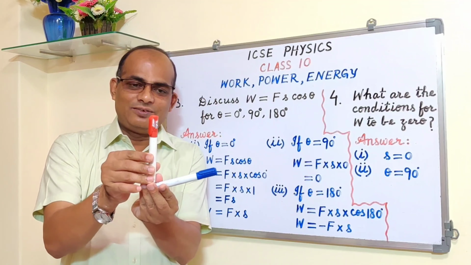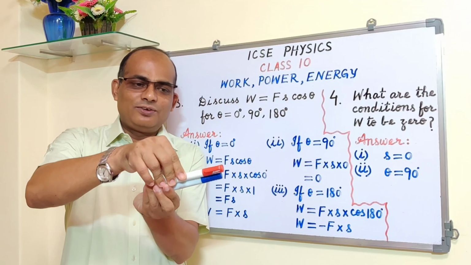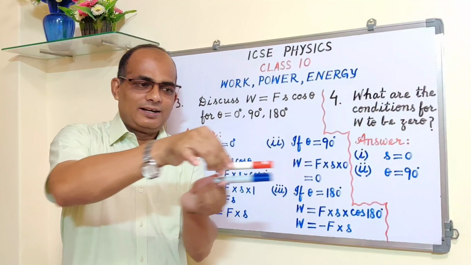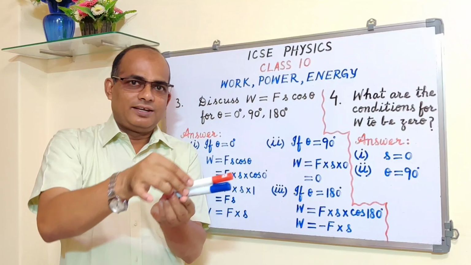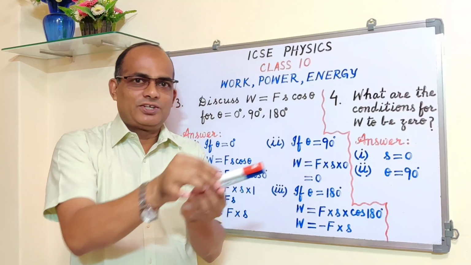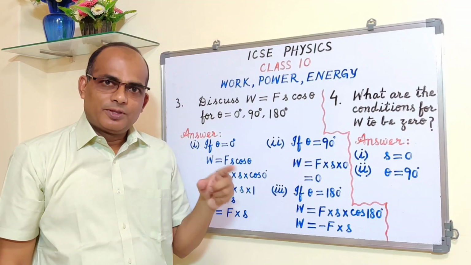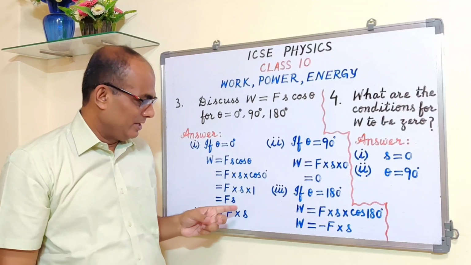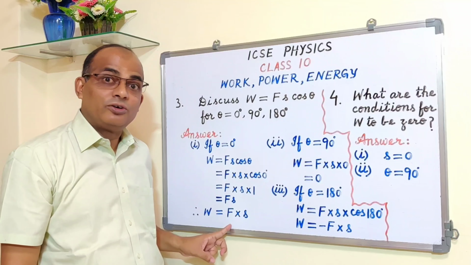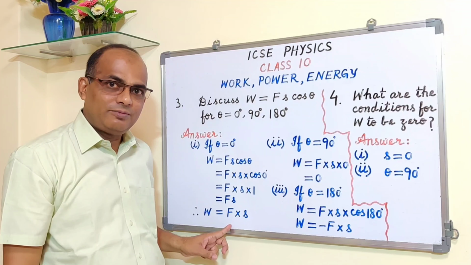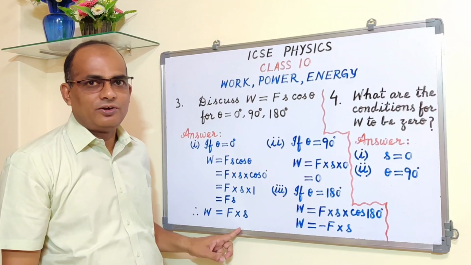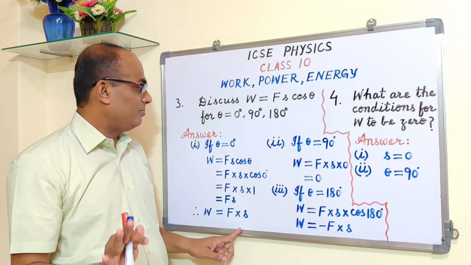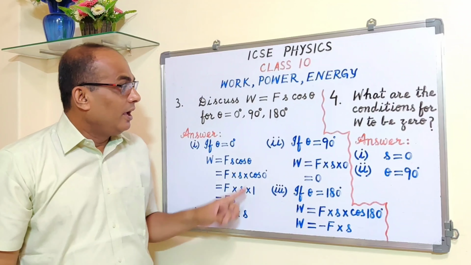Theta was 90, gradually the value is decreasing, and now theta is 0, that means both are parallel, both in the same direction. And we are getting the original basic formula, when we define the amount of work done, we obtained W is equal to Fs. This is the first special case, when theta is 0.